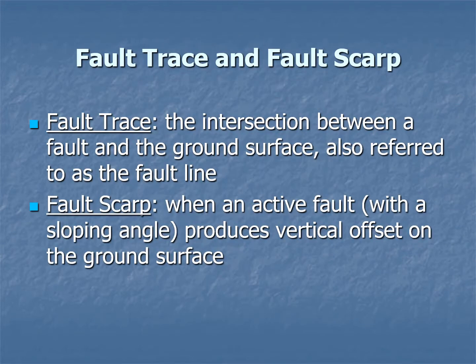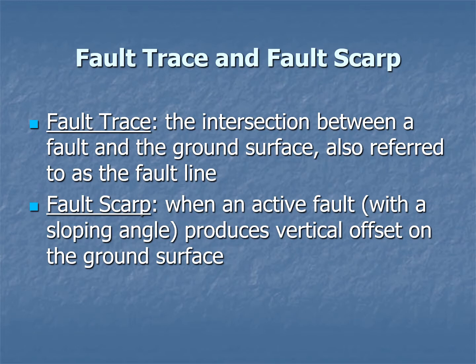Okay, fault trace and fault scarp. If you were in class, I asked you to write both of these down. Okay, so fault trace we've actually already introduced on a previous slide. It is the intersection between a fault plane and the ground surface. And again, this can also be referred to as a fault line. Now, not all faults are going to make their way to the surface, and that's dangerous, because if the fault doesn't reach the surface, then we may not be as likely to know that it's there.